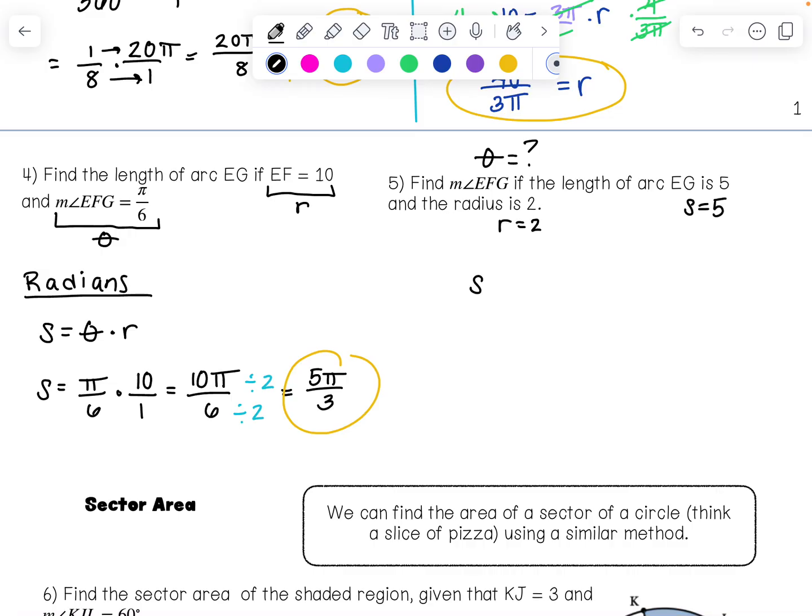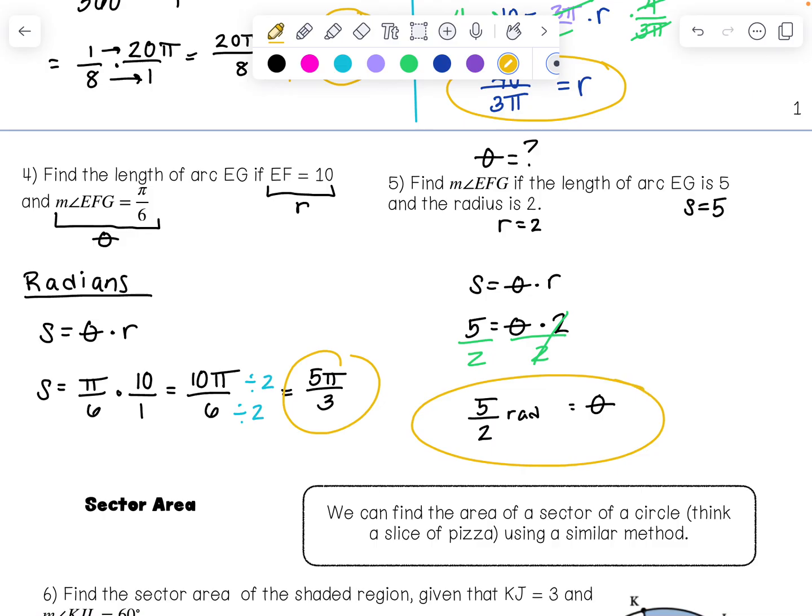So remember, our arc length formula is our angle in radians times our radius. So if the arc length is 5, I don't know theta, that's my unknown, so I'll leave it as a variable, and my radius is 2. Well, this is now just a one-step algebra 1 problem. Divide both sides by 2. So 5 over 2, or 2.5 radians, is going to be equal to theta.